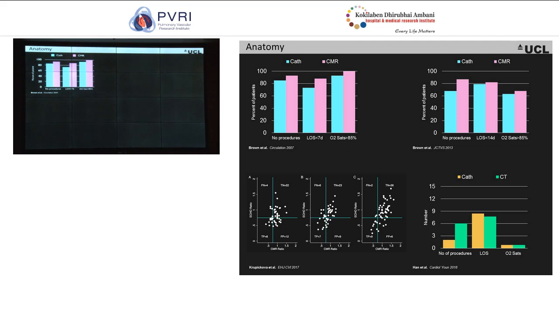So patients in pink who had the MRI assessment were no more likely to have a long length of stay or worse oxygen saturations than patients who were assessed by cardiac catheterization. And similarly, in a longer follow-up, the outcomes were no worse in patients who had MRI assessment compared to cardiac catheterization assessment.